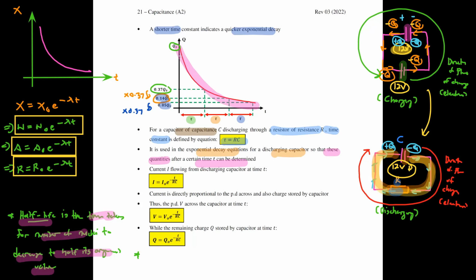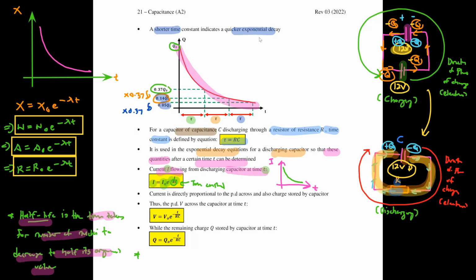This group of equations from nuclear physics follows a somewhat similar pattern when it comes to discharging of a capacitor, just that the quantities are slightly different. For example, when you're talking about current I discharging from a capacitor at time t, as I mentioned, a graph of I versus t would look like this. If you want the current I at a particular time t when your capacitor is discharging, your equation will be I equals I naught exponential negative t over RC. Your RC here is your time constant that you defined above.